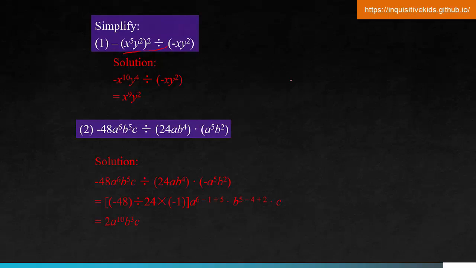For the second problem, it's still the same thing. We put the coefficients together, then we put the exponents with the like bases together, and so we have negative 48 divided by 24 times negative 1, which gives us 2. And then a to the 6 minus 1 plus 5 power, which is a to the 10th power. Then b to the 5 minus 4 plus 2 power, which is b cubed. And then c. So our answer is 2a to the 10th power b cubed c.